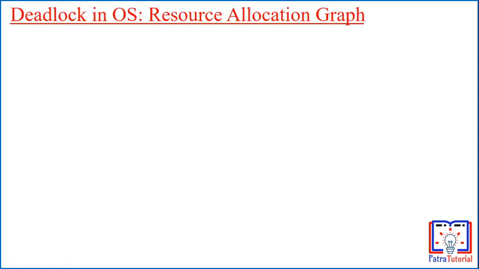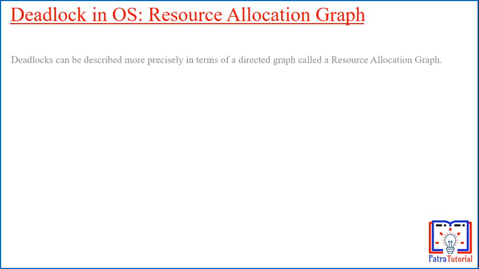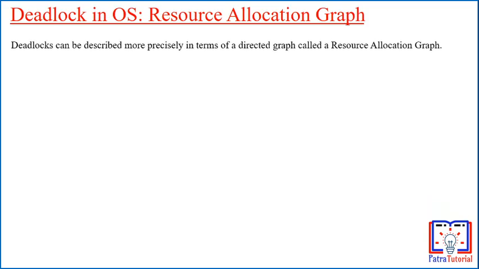In this video I will be discussing resource allocation graph. We are discussing deadlock in operating system, and in this video I will be discussing resource allocation graph. So what is resource allocation graph? A deadlock can be described more precisely in terms of a directed graph, called resource allocation graph.